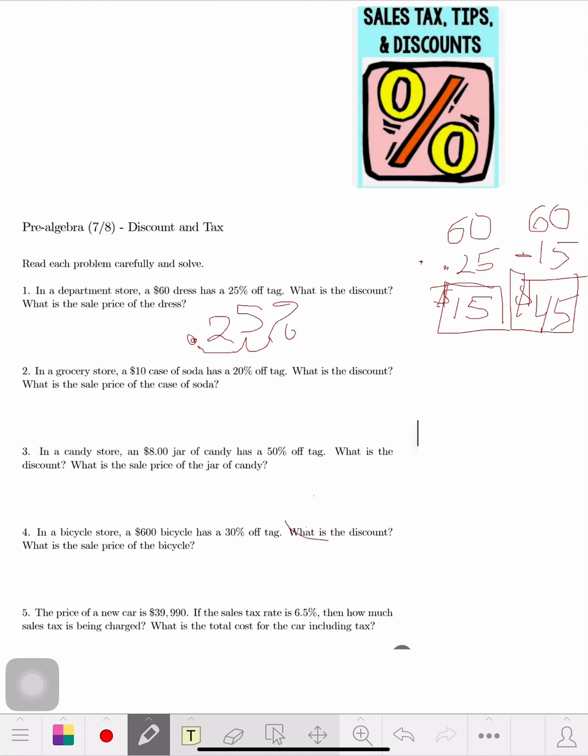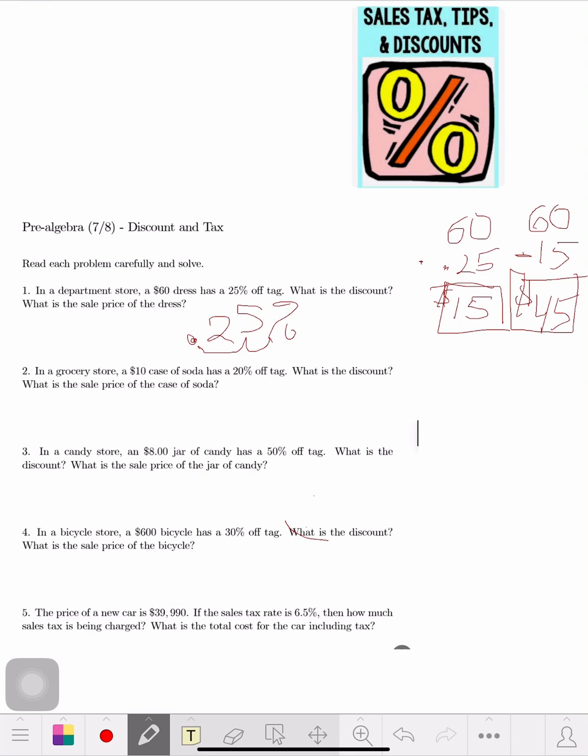So the first part is, what's the discount? It's $15. And how much are we going to pay? $45. But just remember, you just got to convert the percentage to a decimal, and you do that by moving 2 places to the left. The same way as if you have a decimal and you want to get to a percentage, you move 2 places to the right. We're moving 2 places to the left. Now, let's go to the next one.